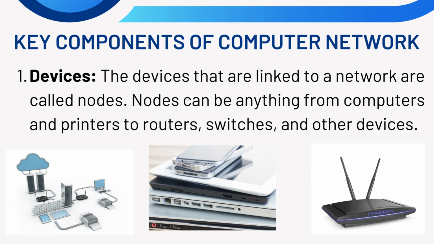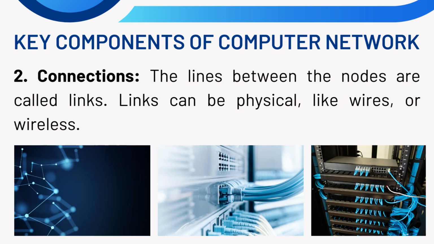1. Devices. The devices that are linked to a network are called nodes. Nodes can be anything from computers and printers to routers, switches, and other devices. 2. Connections. The lines between the nodes are called links. Links can be physical, like wires, or wireless.